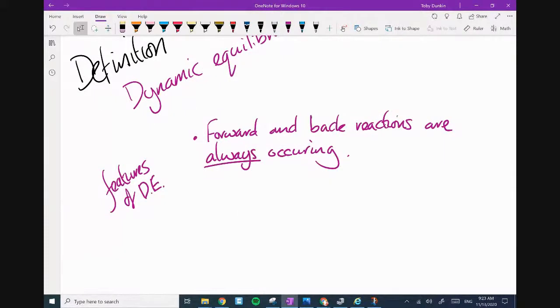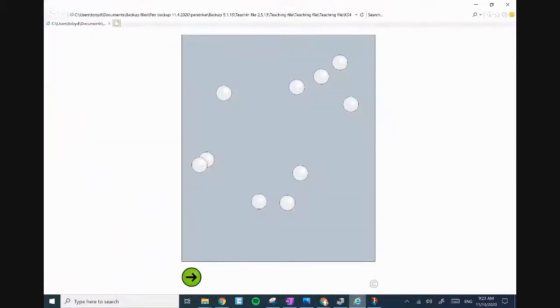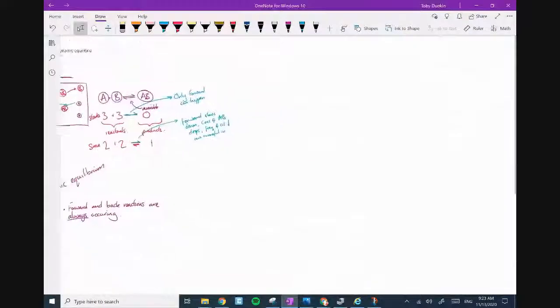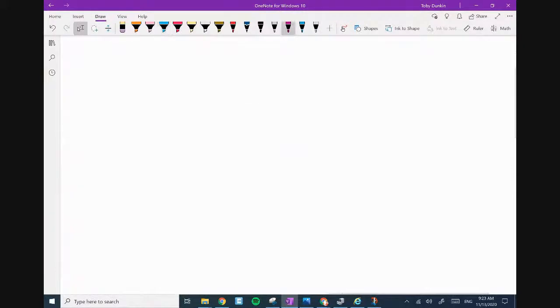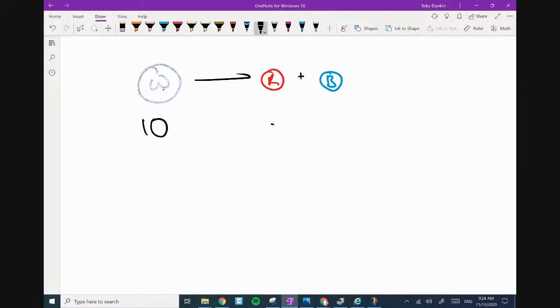The next bit is a bit more tricky, because this is where my diagram came in handy, and I'm going to make this into a bigger diagram. Let's do a similar process. We started off with whites, and it's going to break apart and form reds and blues. At the beginning, we had 10 whites and 0 reds and 0 blues. This was the start.